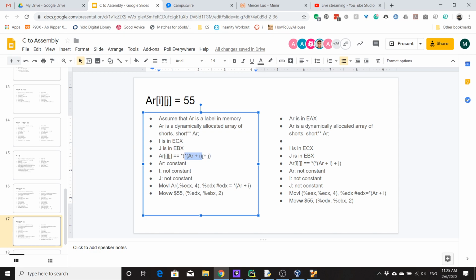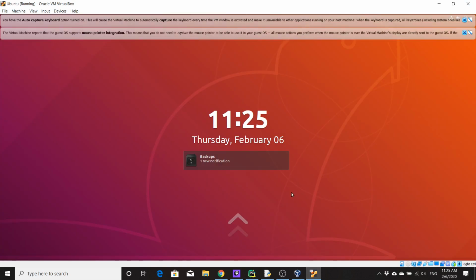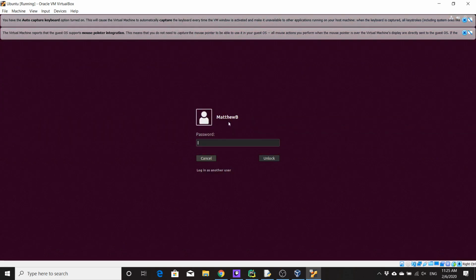Are you guys ready to do an example? Okay. Because the only thing we really haven't talked about how to translate are function calls. The only thing at this point in time.